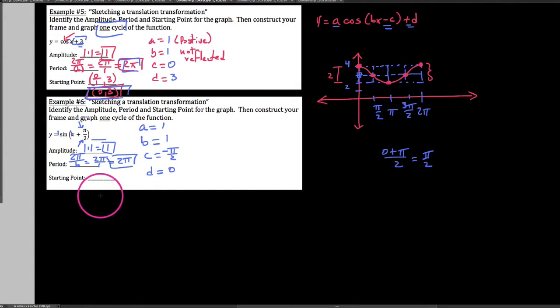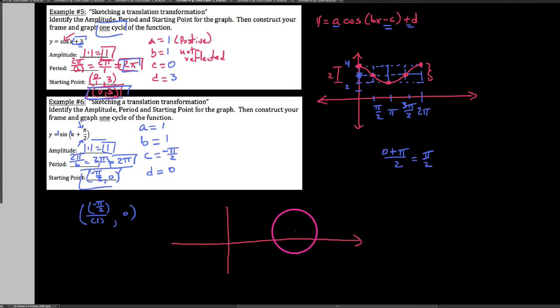And then with respect to the starting point, now here's the interesting thing. We get c over b comma d. So I'm going to write this down here because if we do c over b, our b value is 1. But c over b, our c value is actually a fraction, negative pi divided by 2, divided by 1, comma d, which is 0. So because anything divided by 1 is itself, what we end up with here is a starting point at negative pi halves, comma 0. So when we construct this graph here, let's go ahead and start with this. It just means that we have a graph that's translated left pi halves units.